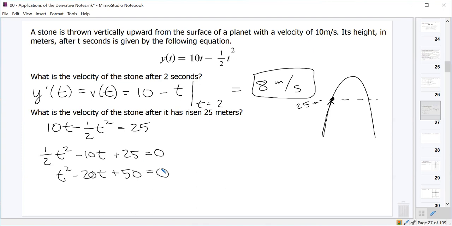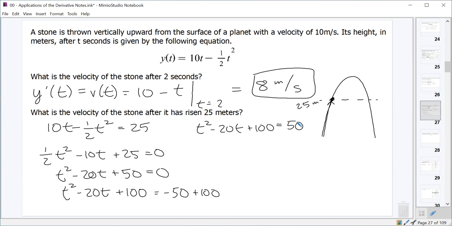This does not factor real cleanly. So I suggest completing the square. We'll bring the 50 to the other side as a negative 50. And then to complete the square, we take half of negative 20, which is negative 10. Square that, which is 100. And add that to both sides, giving us t squared minus 20t plus 100 equals 50. We can then factor into t minus 10 squared equals 50.